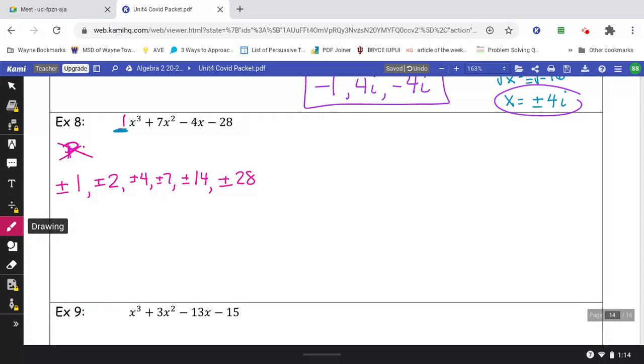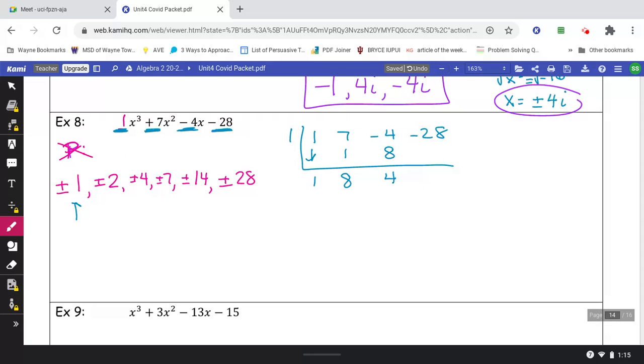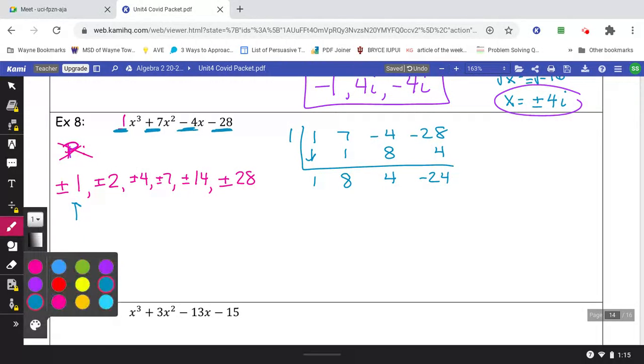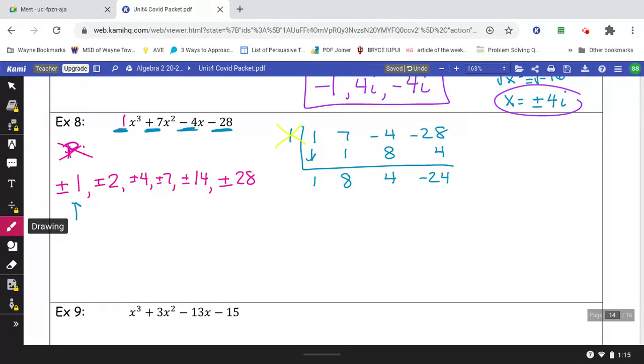I'm going to take the coefficients 1, 7, -4, and -28. I'll start by checking the very first number, 1. Bring this down, 1, multiply, add, multiply, add, multiply, and add. That did not work. So I know that +1 is not one of my answers. I'll have to move on to the next one, -1.